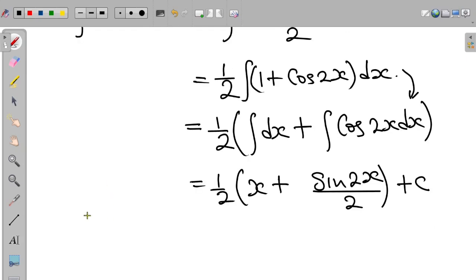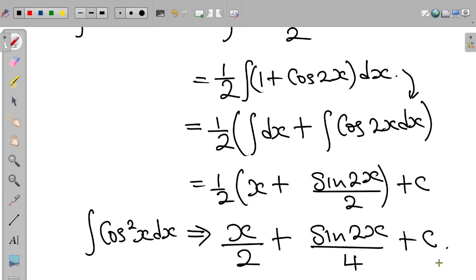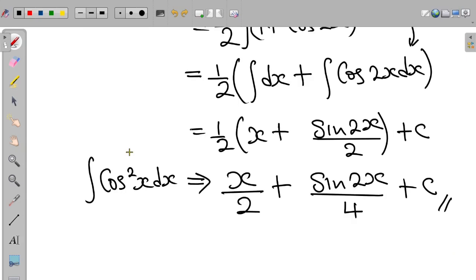So at this point, we can now say that integral of cos²x dx is equal to, now I will multiply this expression here by 1 divided by 2. So we have x divided by 2 plus sine 2x divided by 4 plus c. So at this point, we have been able to integrate cos²x dx.